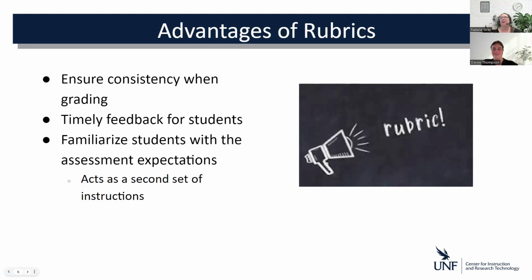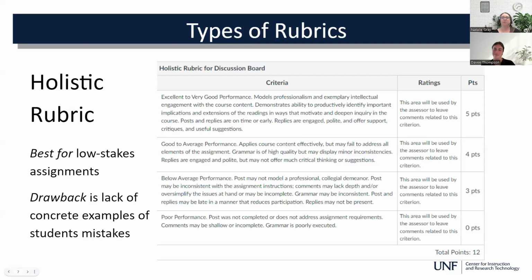The last big advantage with rubrics is that students can familiarize themselves with the assessment expectations. In fact, I've even written it here that the rubric really does act like a second set of instructions. So students will go and look at your rubric and see if they are hitting all the metrics that you want for your assignment. Now, there are 2 types of rubrics. The first is a rubric you may not be familiar with, and that's a holistic rubric. Holistic rubrics are very general. In fact, I almost call them general rubrics.